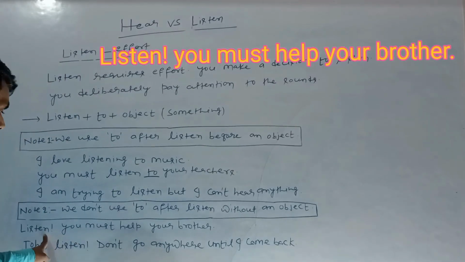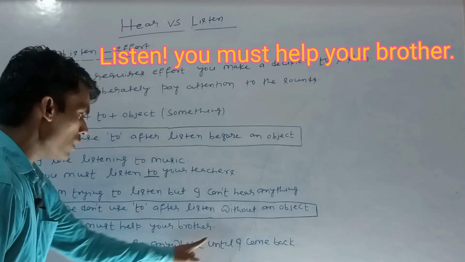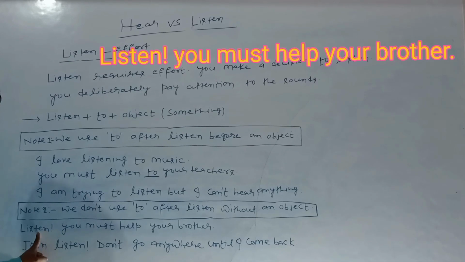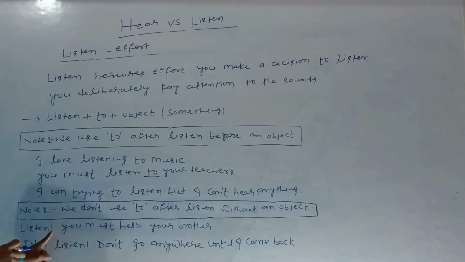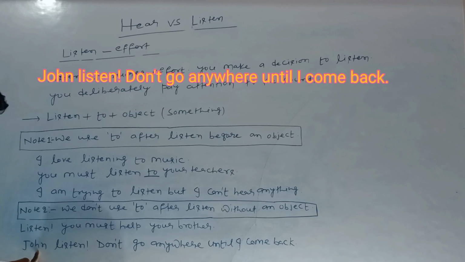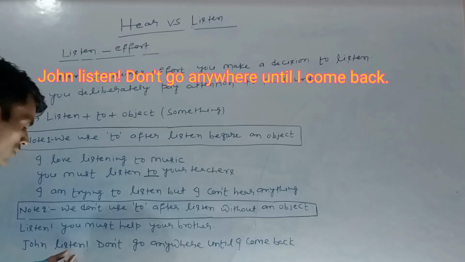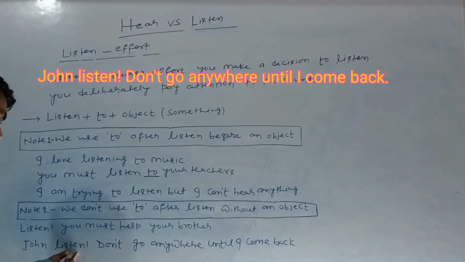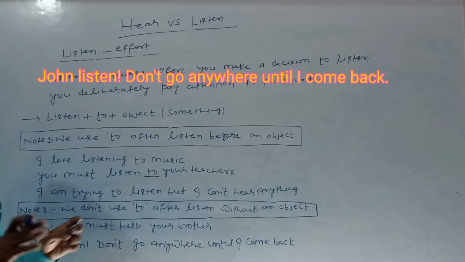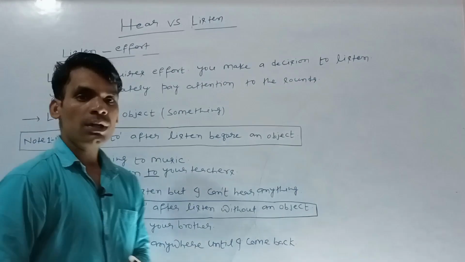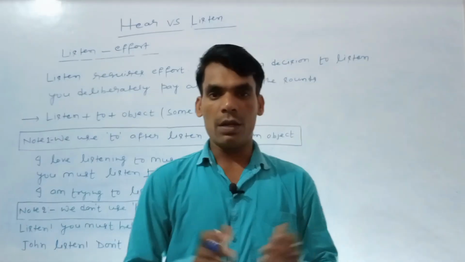For example, listen, you must help your brother. Now, friends, you can see I have not used to after listen. Why? Because there is no object in this sentence. This listen is used without any object. That's why I have not used to after listen. Second example is John, listen, don't go anywhere until I come back. In this sentence too, friends, I have not used to. Why? Because there is no object. So, friends, I have discussed listen.